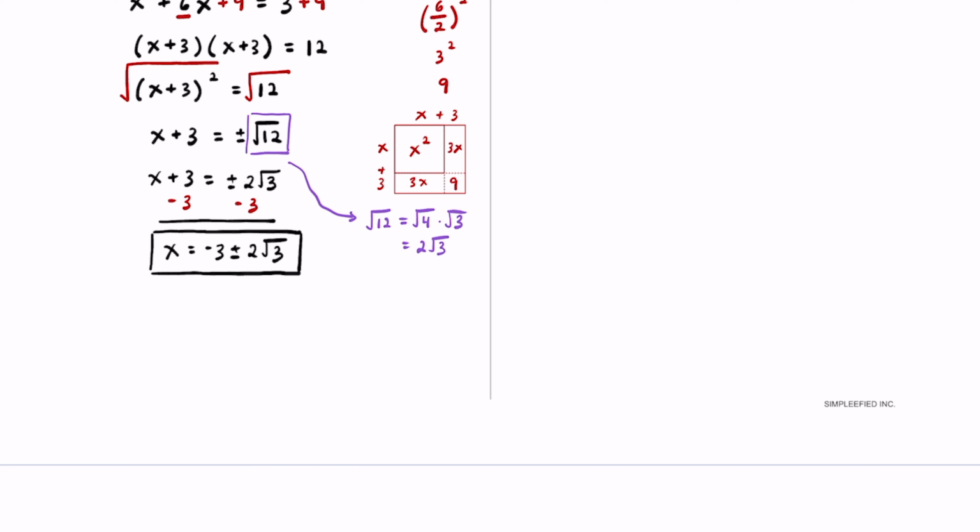If we want to go ahead and separate these, we can write that x would equal negative 3 plus 2 root 3. Or we could say that x is equal to negative 3 minus 2 root 3. This first one would be approximately equal to 0.46 if you round to the nearest hundredths place, and the second one would be roughly equal to negative 6.46.